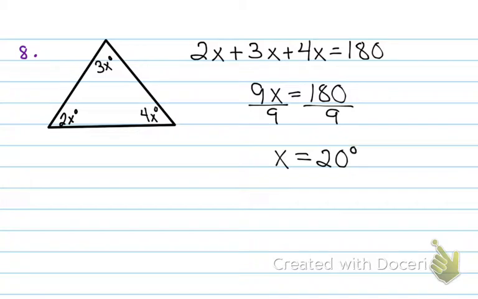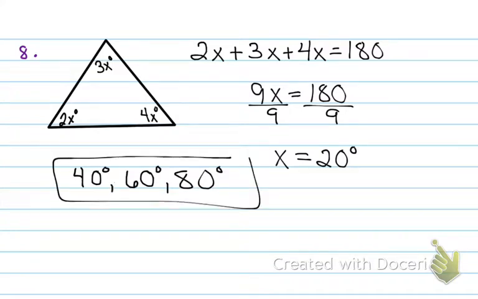Yes, go back and plug them in. So 20 times 2 gives me the 40. 20 times 3 gives me the 60. And 20 times 4 gives me the 80. Okay? Now, if you wrote that in a different order, no big deal, as long as you have all three of those.